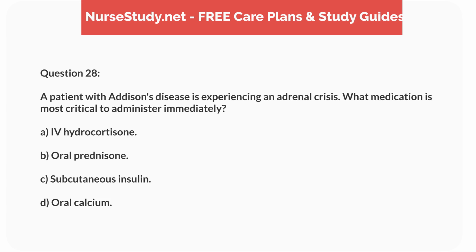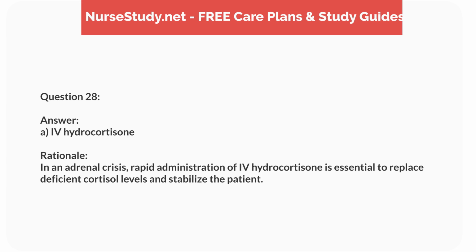Question 28. A patient with Addison's disease is experiencing an adrenal crisis. What medication is most critical to administer immediately? A. IV hydrocortisone. B. Oral prednisone. C. Subcutaneous insulin. D. Oral calcium. Answer: A. IV hydrocortisone. Rationale: in an adrenal crisis, rapid administration of IV hydrocortisone is essential to replace deficient cortisol levels and stabilize the patient.